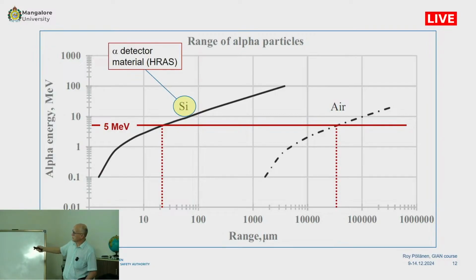This is the range. This is the original alpha energy in MeV. So there is a difference of around 1000 between these two. So for example, in silicon the range is 20-30 micrometers for 5 MeV alpha.